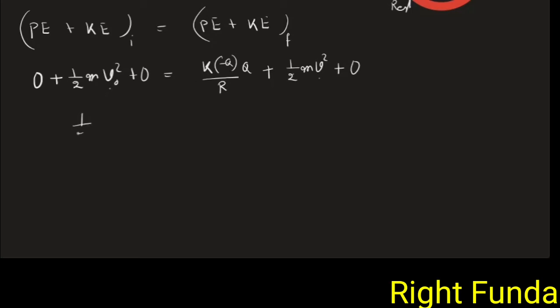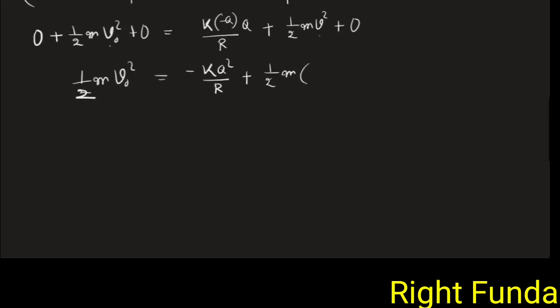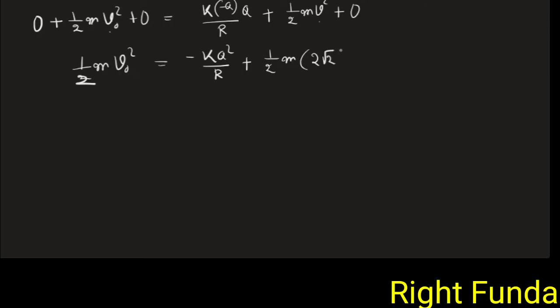So we get half m v naught square is equal to minus k q square by r plus half m, and we have calculated v is equal to 2 root 2 v naught. So this is 2 root 2 v naught square, which is equal to 8. So this will be equal to 4 m v naught square. If I take this set, I got 4 minus half, into m into v naught square, is equal to k q square by r.